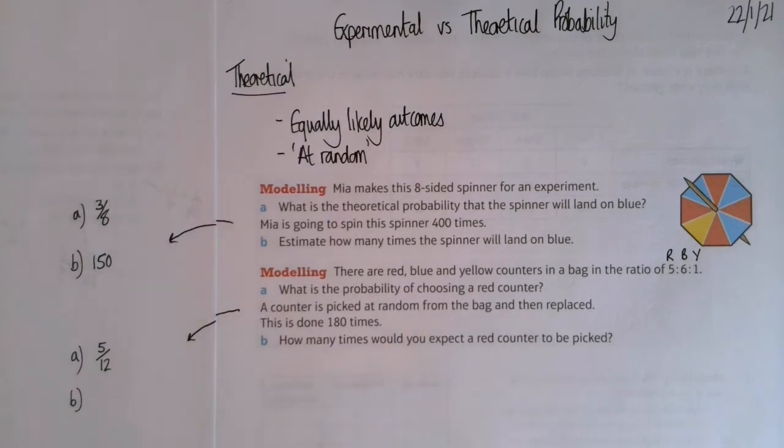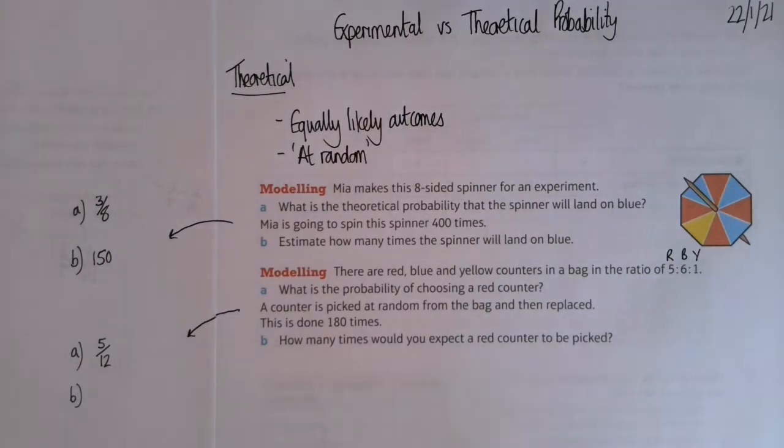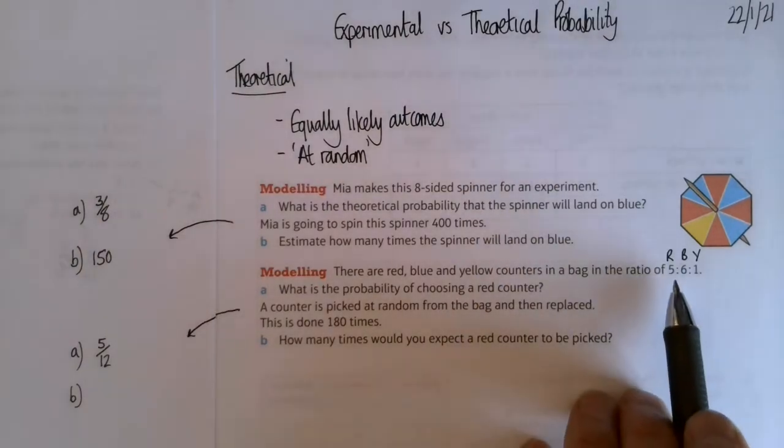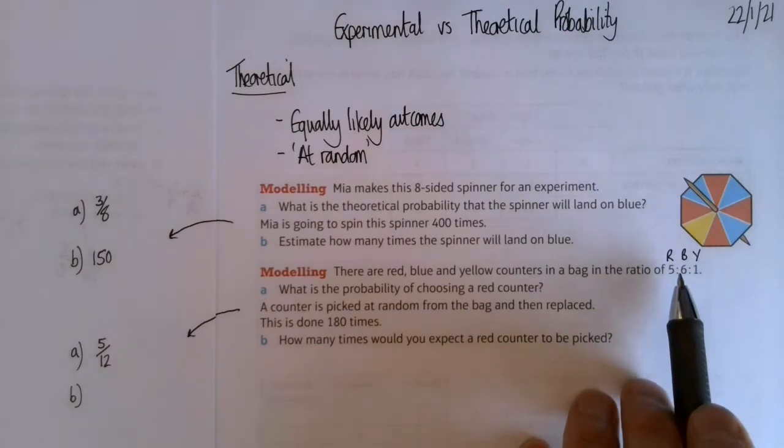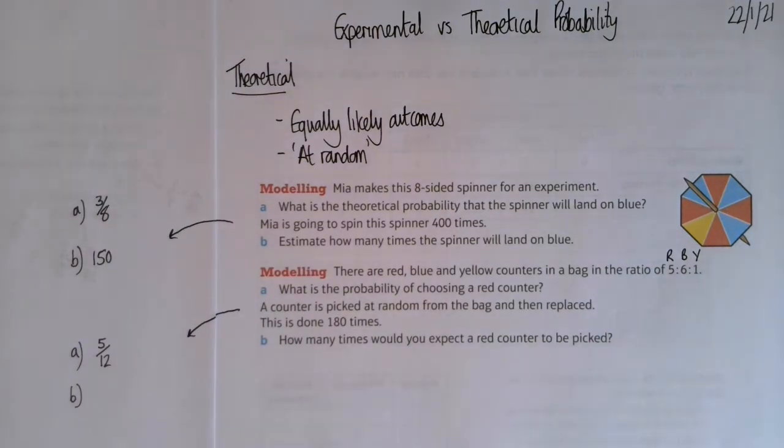Now the counters in a bag thing is slightly trickier. We're not told how many counters there are in the bag, but we are told the ratio. So we've got 5 shares of red, 6 shares of blue, 1 share of yellow. So that's 12 shares altogether. So 5/12 of them must be red. That doesn't mean there are 12 counters in the bag.